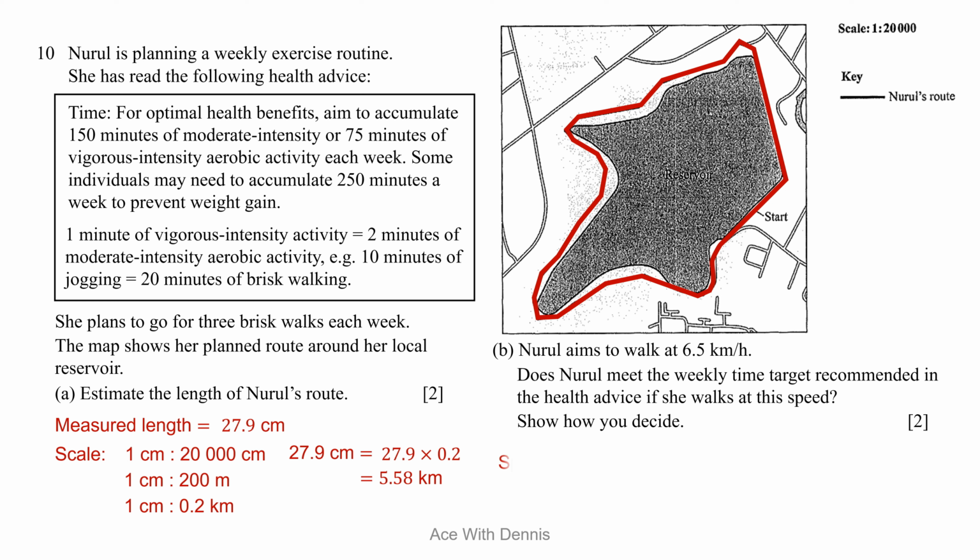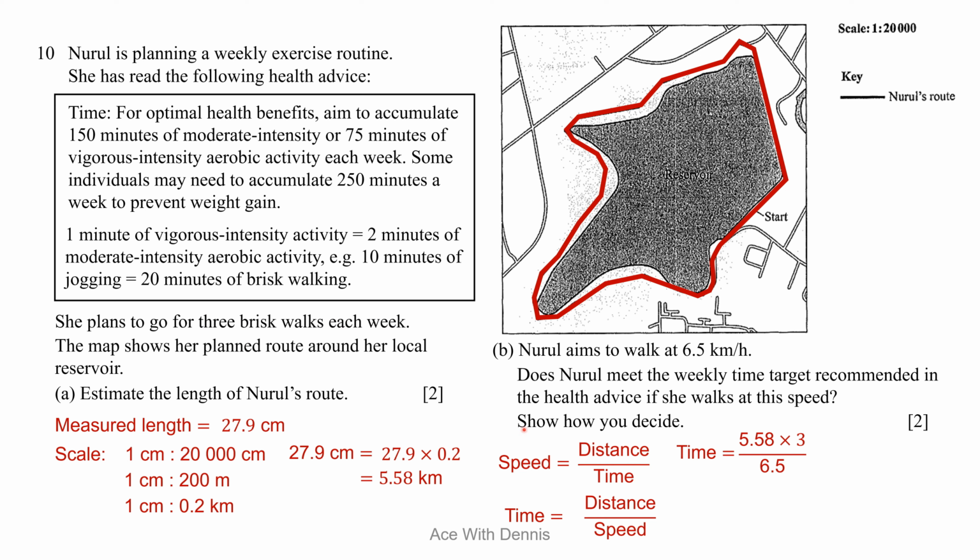So to answer this question, we know that speed equals distance over time. Now to calculate the time, it will be distance over the speed. So the time that Nurul will exercise for the whole week will be 5.58, which is the distance that we have calculated in part A. Then times it 3. Why times 3? Because she plans to go for 3 brisk walks each week.